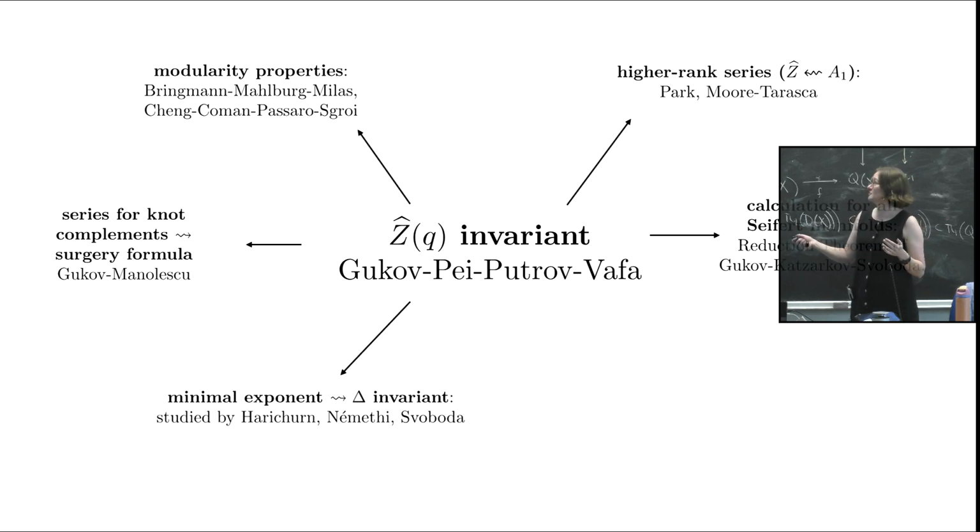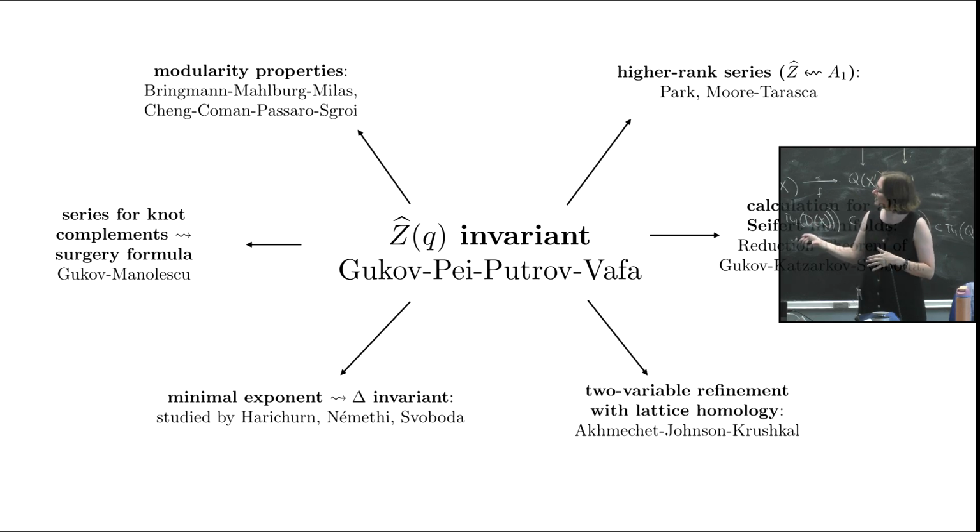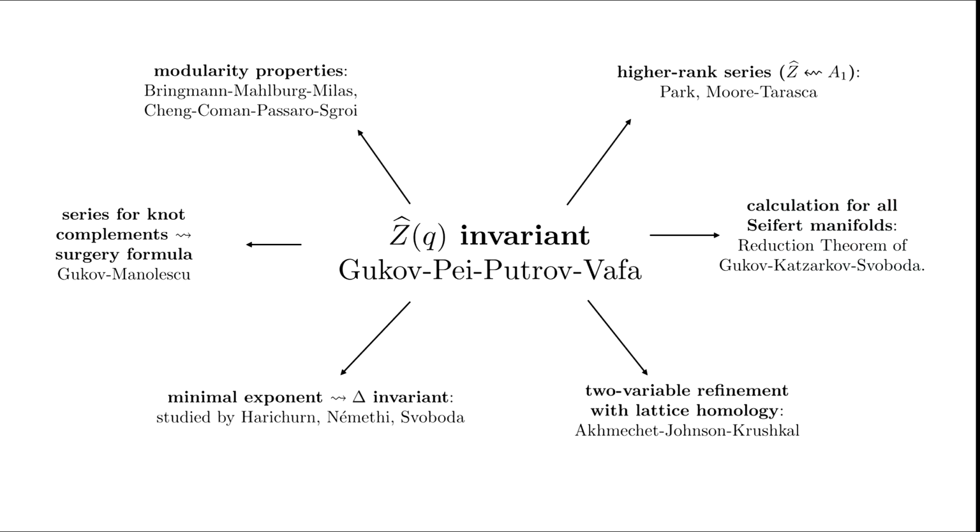There is a calculation for all Seifert manifolds of the Z-hat series, and this is called the reduction theorem of Gukov, Kucharski, and Svoboda. This is something that I really use, and it inspires a lot of the results in this talk, so these authors deserve a lot of credit. And there's also a 2-variable refinement between the Z-hat series and lattice homology. Both Z-hat and lattice homology are invariants of negative definite plumbed 3-manifolds with spin C structures. And these 3 authors figured out a new invariant that encodes both of them, and I'll talk about that now.